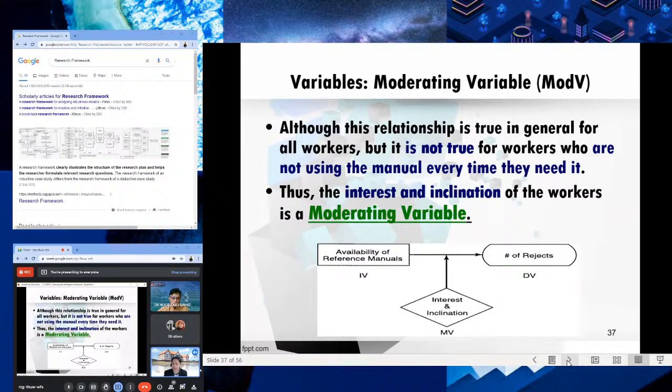This is another example. Although the relationship is true in general for all workers, it is not true for workers who are not using the manual every time. So, back to the same example, we need some moderating variable to understand this relationship more, either interest or inclination. So this is another category of variable that we can use in our analysis. We call it a moderating variable.